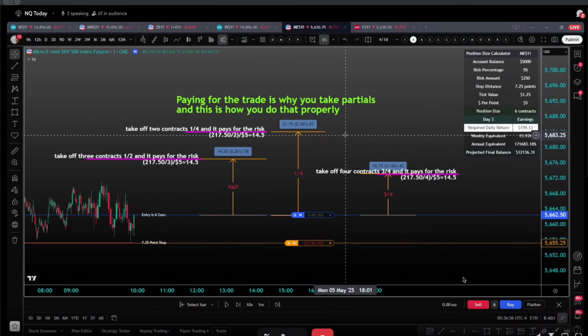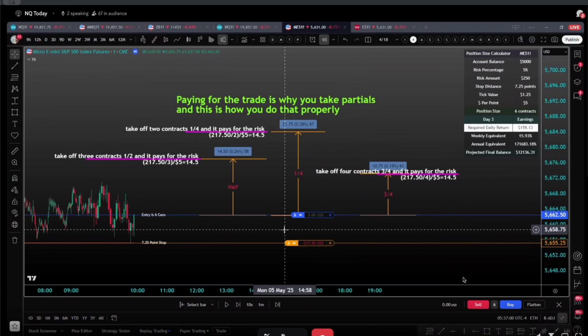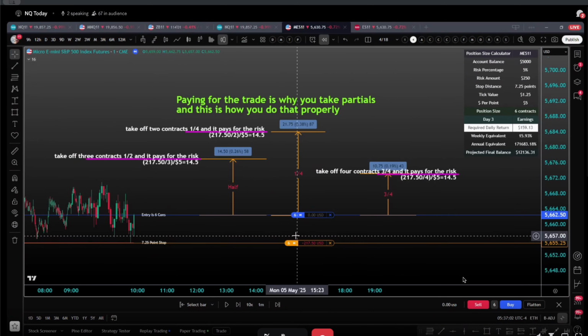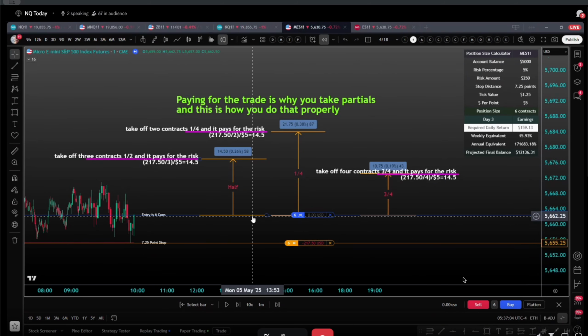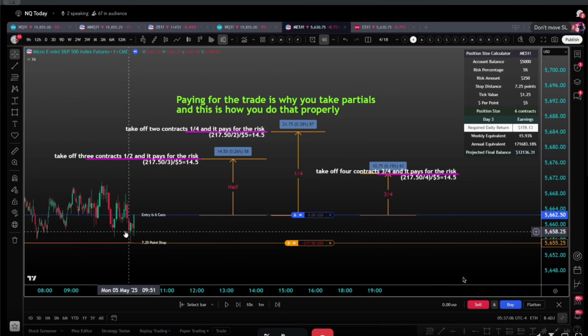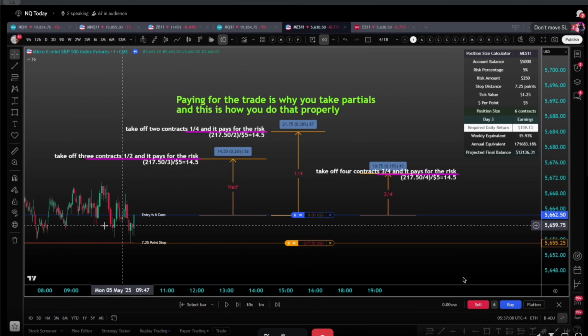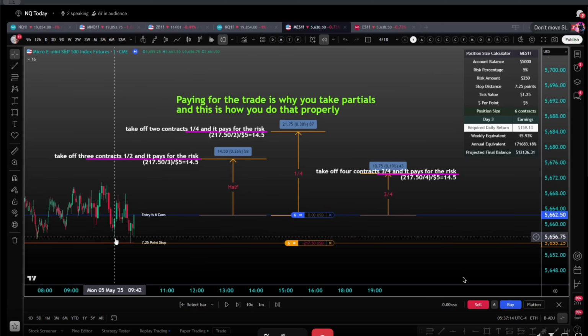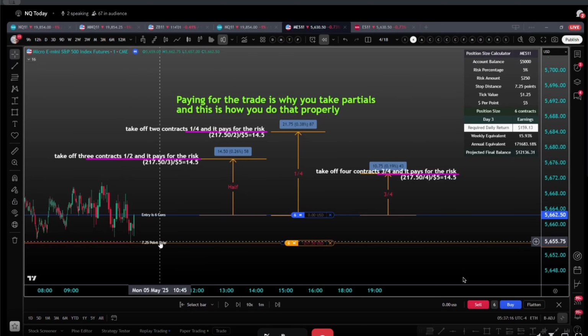But for me, when I take partials, it's going to be to pay for the risk of my loss, right? I don't move my stop. This R is accounted for, right? This 217 is accounted for in this model, right? I'd rather get stopped because it's at the invalidation zone where I am wrong for the trade, right?